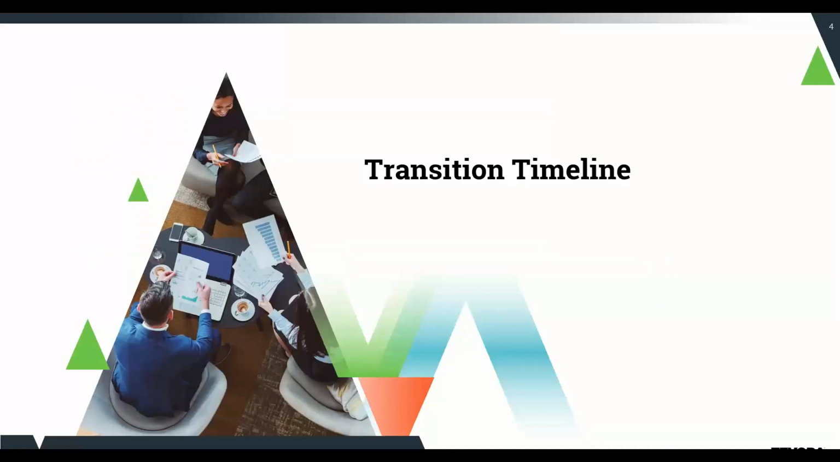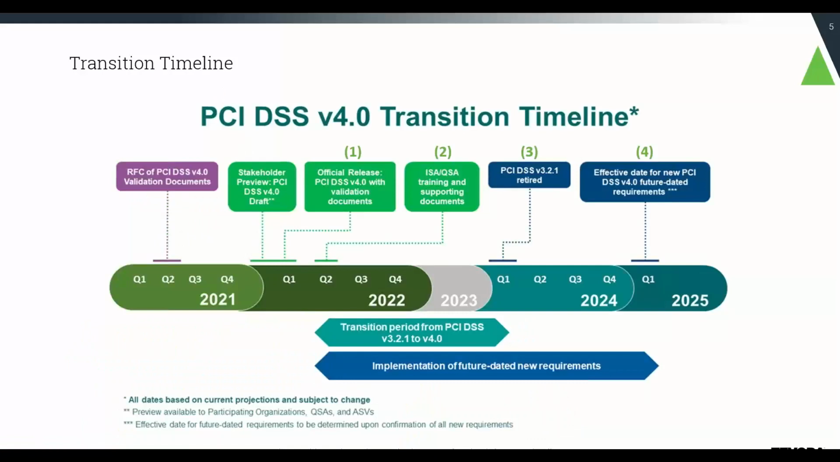Great, thanks, Christina. So starting out, let's go over the transition timeline and some key dates you should know to make sure that we're prepared for that future version. There are 4 key dates outlined in this transition timeline graphic that I wanted to go over. The first one being the official release of 4.0, which was released at the end of last quarter, early this year. The second date that we should share is the QSA training and supporting documentation.